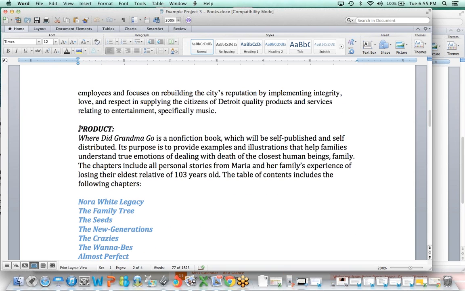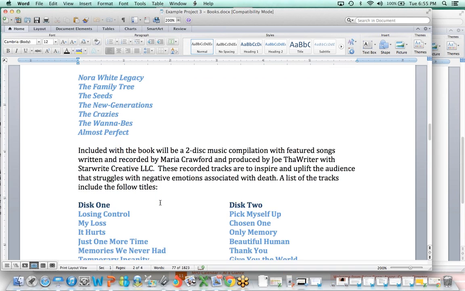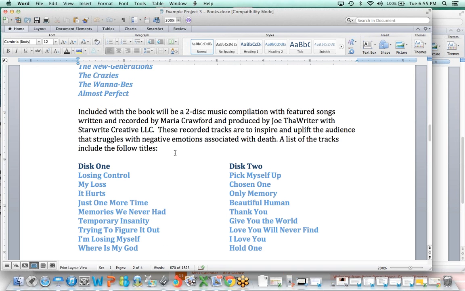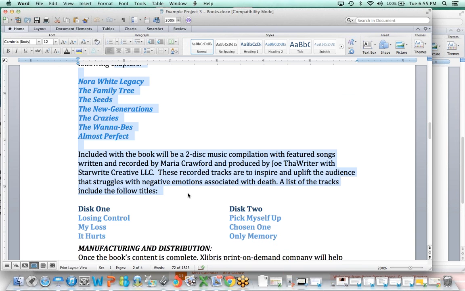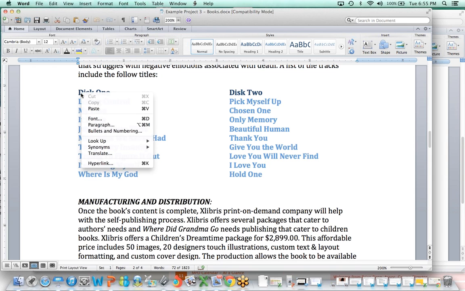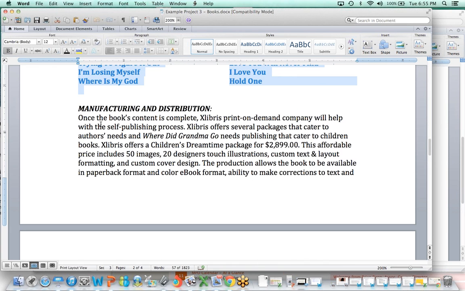Then the product itself, which is the book, she lists like the table of contents. Also, this is kind of an interesting project because in addition to doing the book, she had an audio disc that was sort of a supplemental thing. Not only was this a book, but it was also a music project as well. So she also talks about the 2 disc songs that are going to be on this, like the name of the songs, right? Then manufacturing and distribution.